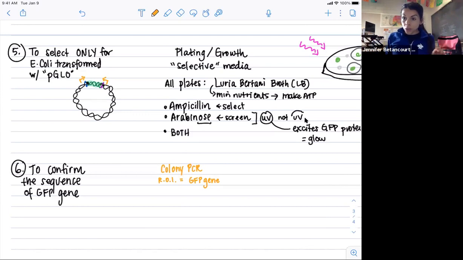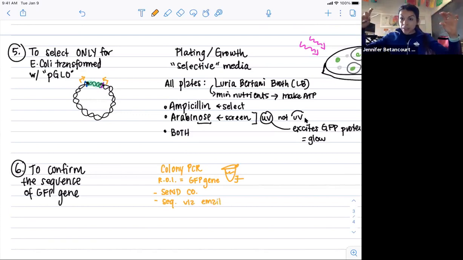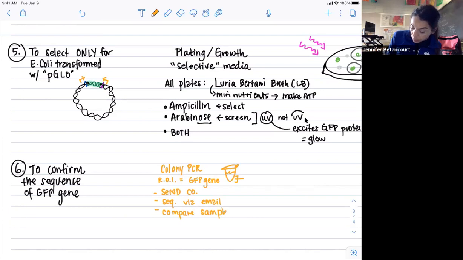So colony PCR happens in a tiny little tube. You take a sample of that product and send it to a sequencing company, and they perform sequencing on it. Then they send you the results via email, and you compare that sequence to the known sequence of GFP. So you compare your sample to the known GFP sequence.